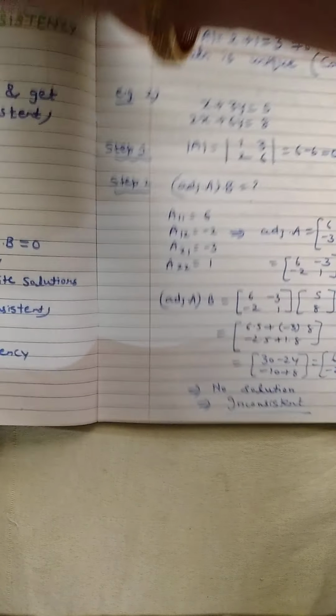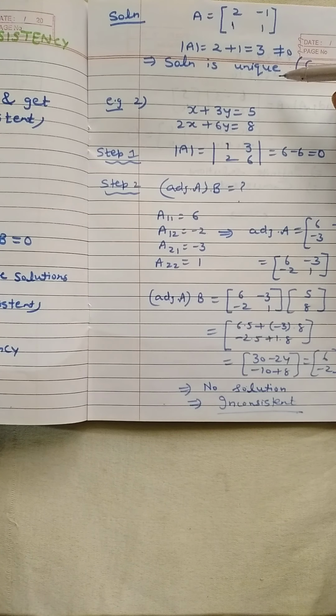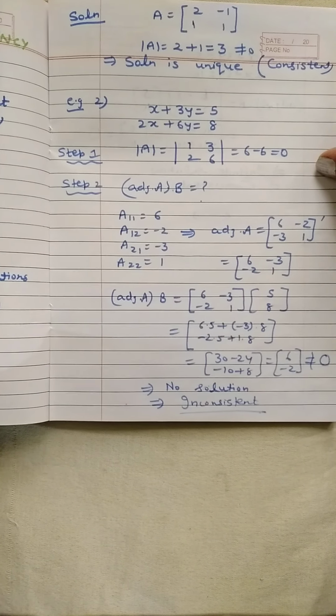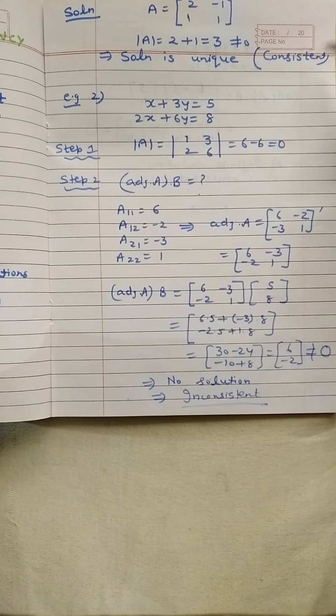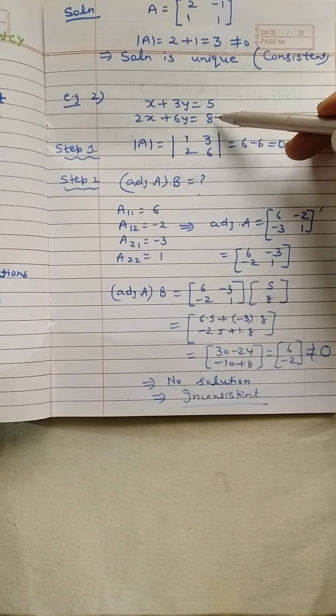So firstly we will find determinant A. After finding determinant A, it is non-zero. It means A inverse exists and the solution is unique. It means the system is consistent. Clear? It means when determinant A is non-zero, no need to solve further, then obviously the solution is unique and the system is consistent. Now another example is, suppose these are the two equations.